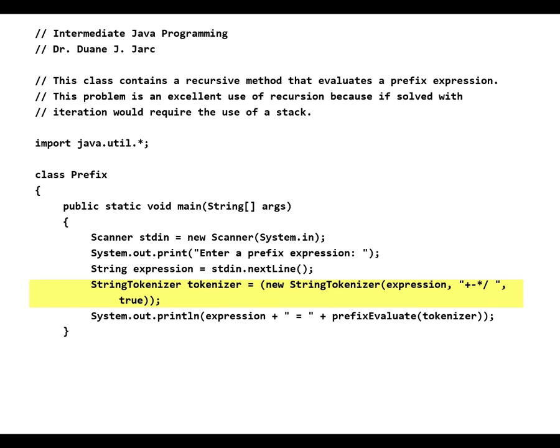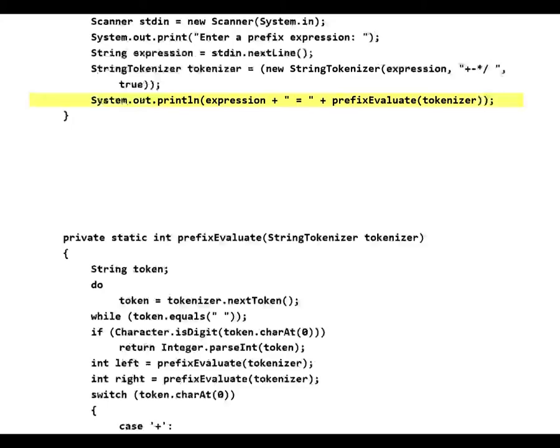The second argument is a string that includes all the delimiters. Notice that we have included the 4 arithmetic operators and a space. The third argument, which is true, specifies that we want the delimiters returned as tokens. This approach makes it possible to omit spaces between adjacent operators and operators adjacent to operands. Finally, we call the recursive method prefix evaluate, passing it the tokenizer and display the result it returns. Let's scroll down to that method.